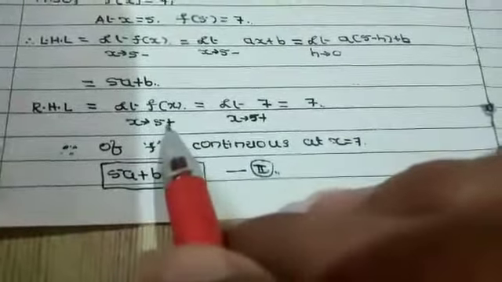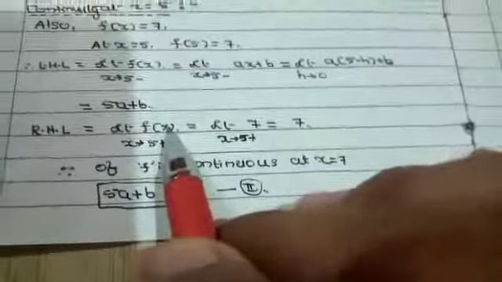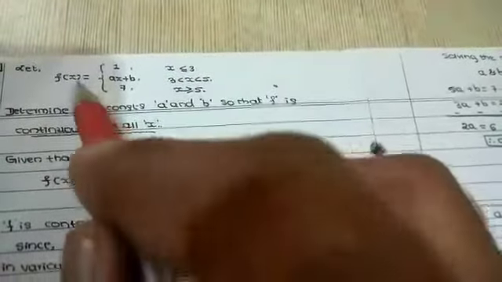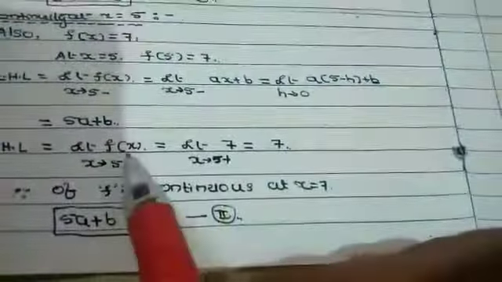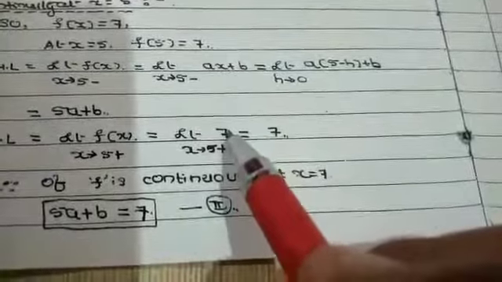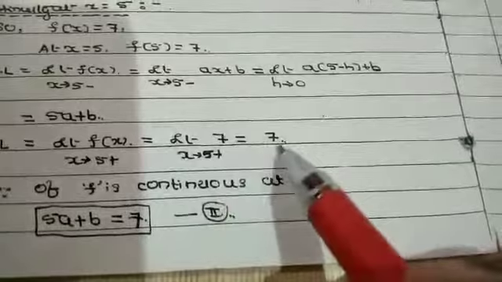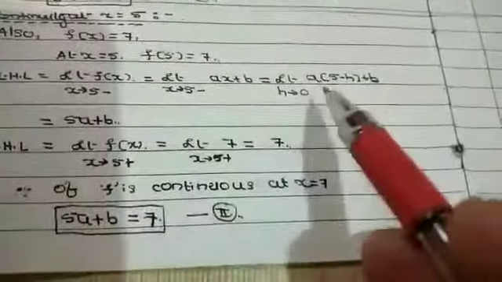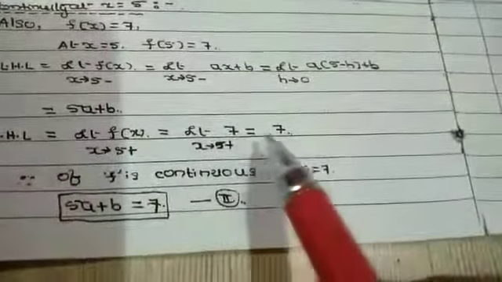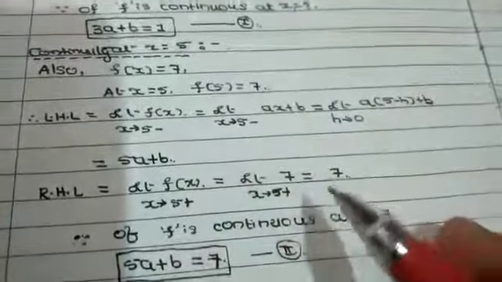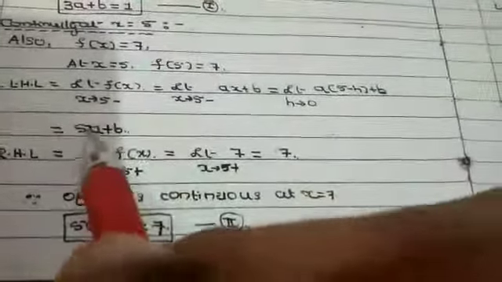For RHL, what do we have to do? Limit of f of x as x tends to 5 plus, which value do we consider? x greater than 5, so we consider f of x equals 7. Here no x term is there. After substituting x equals 5, it becomes 7 only. So LHL value is 5a plus b, RHL value is 7, and the value at the given point is f of 5 equals 7. So the three answers are 7, 5a plus b, and 7.